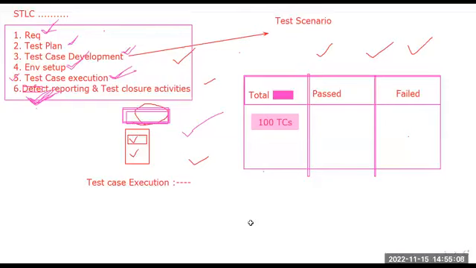Let's say out of 100, 80 are passed and 20 are failed. After getting that, we can stop our testing. Out of 100, 80 passed means those 80 test cases are working fine. 20 failed means we have reported defects for them. Developers will look into it and fix it, and all the other activities will follow. But when you complete the execution of all the test cases, then you can stop. Getting it, guys?